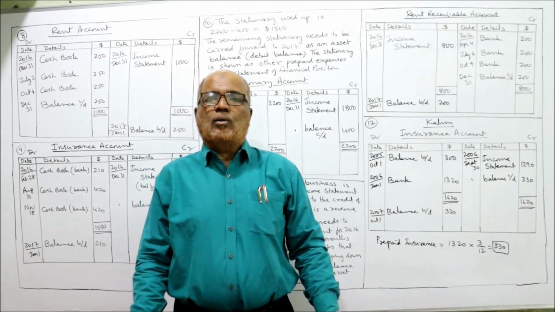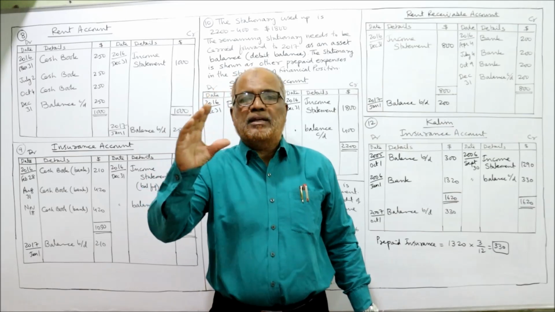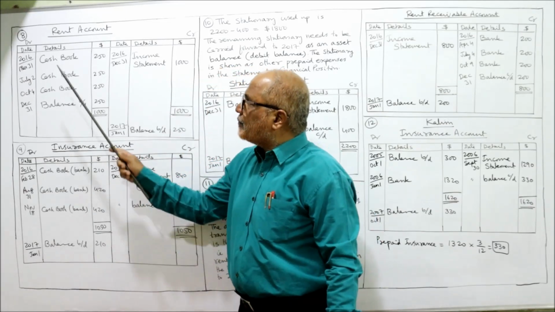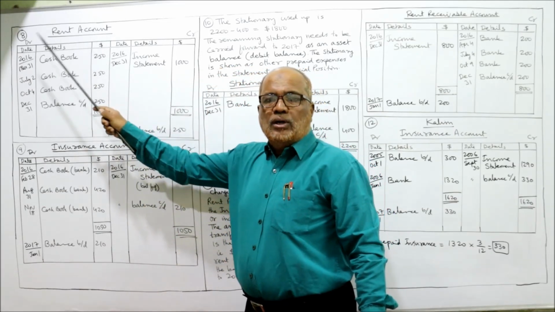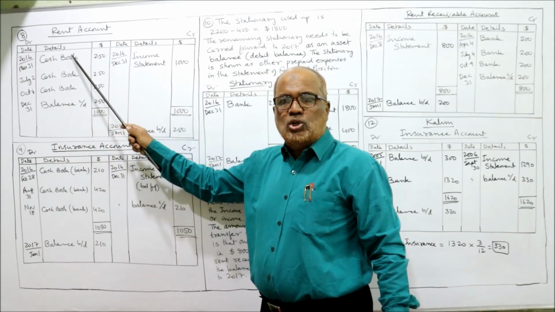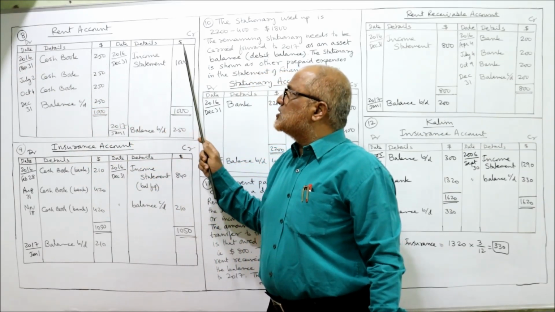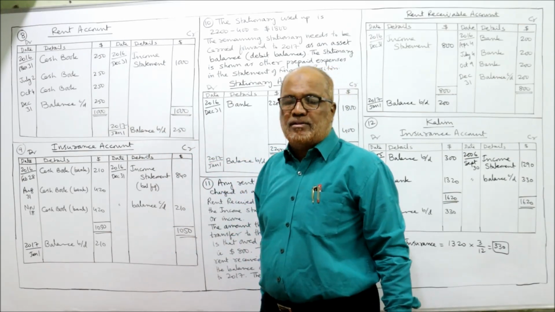Prepare the rent account. Ultimately, it is asking you to make the rent account. Now see carefully. Rent account. The debit side: date, details, dollar. Similarly on the credit side: date, details, dollar. 3 columns on the debit side, 3 columns on the credit side.